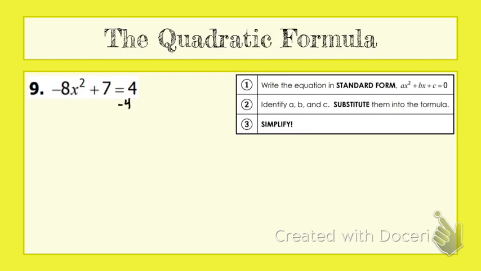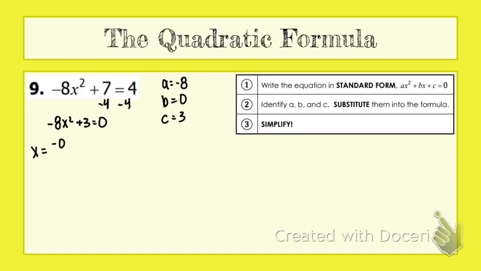Here we're just going to subtract 4 from both sides to get this equal to 0. We have negative 8x squared plus 3 equals 0. So a equals negative 8, b equals 0, and c equals 3. So we are going to plug it in.